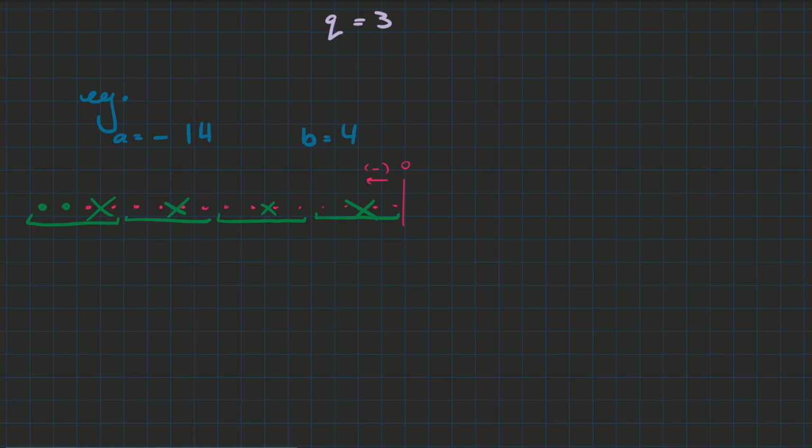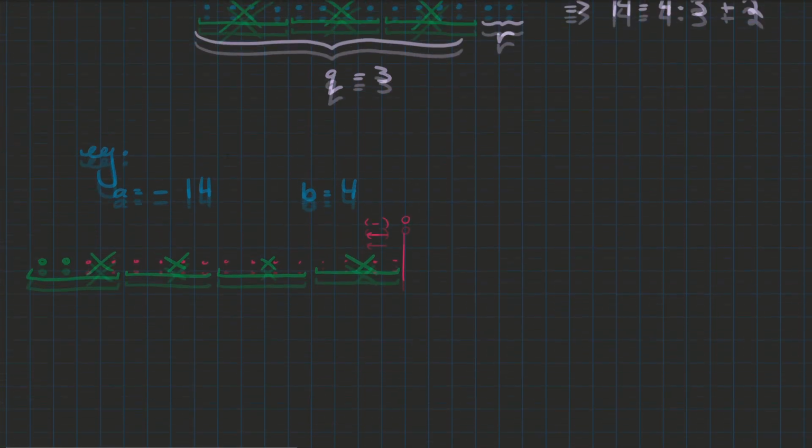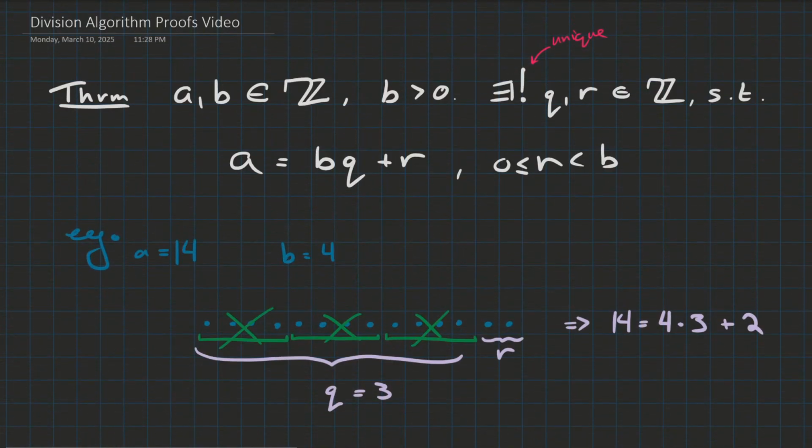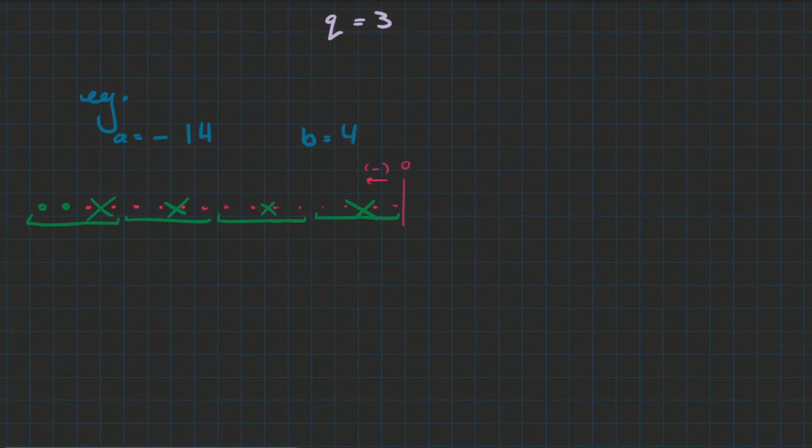Okay. And now I'm going to show that this logic tells us that we can write negative 14. The theorem tells us that we can write negative 14 as 4 times something plus something. And that something right here is going to be between 0 and 4. Actually, not equal to 4, but it could be 0, up to 4.